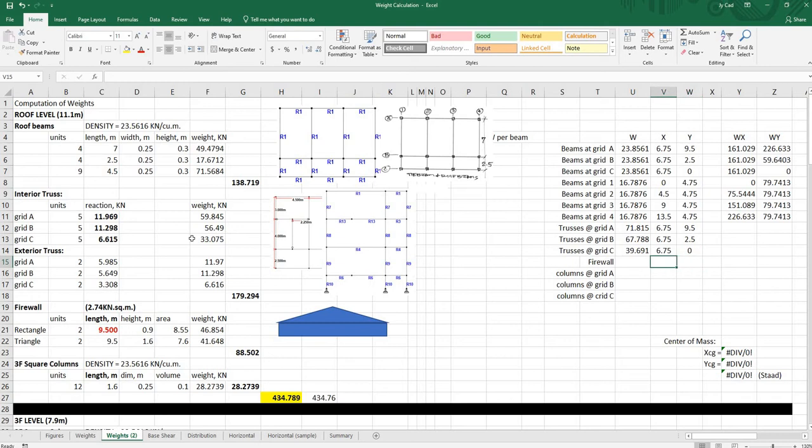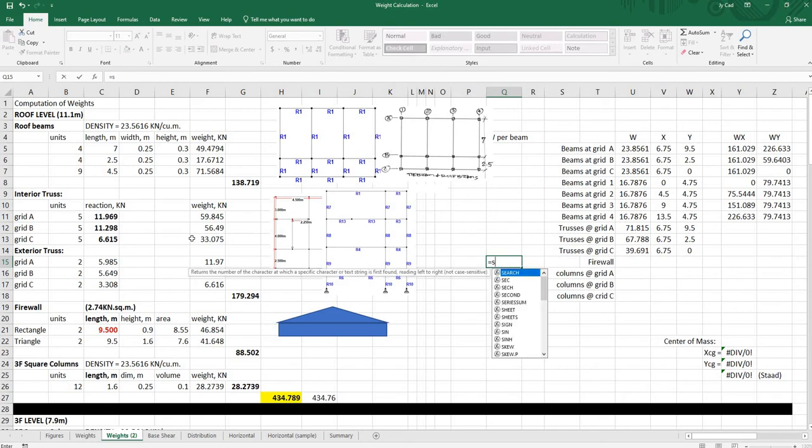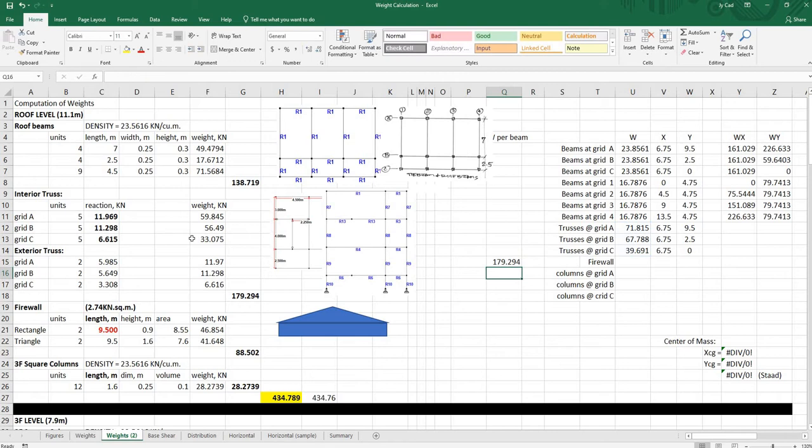Now, let's check the sum. Dapat parehas sila, no? 179.294. Okay, so we're good to go. Now we compute the W times X and WY. Now let's compute the firewall.